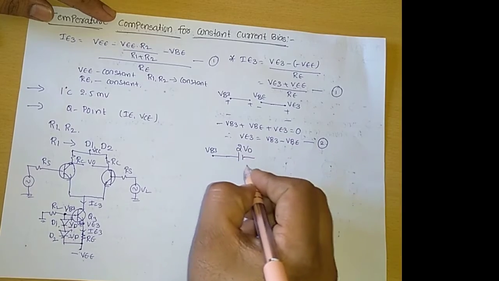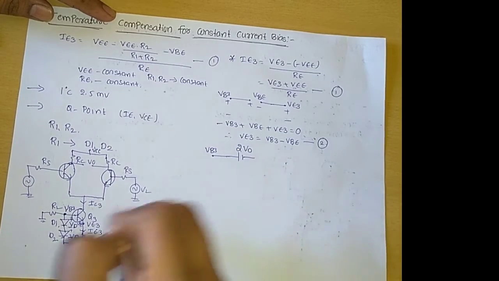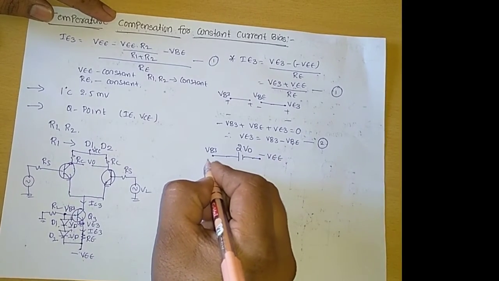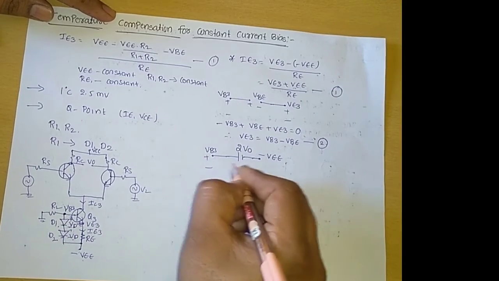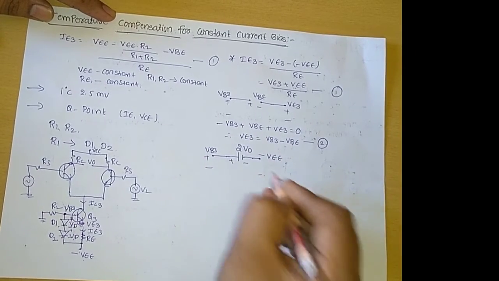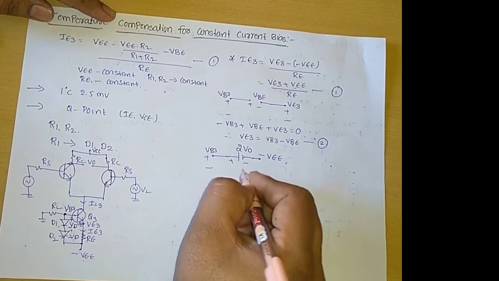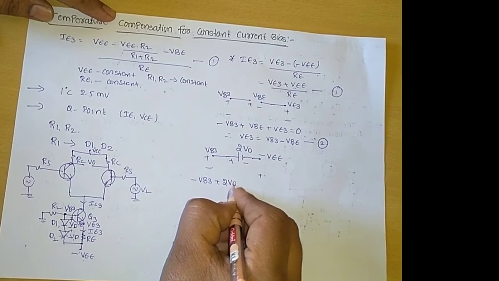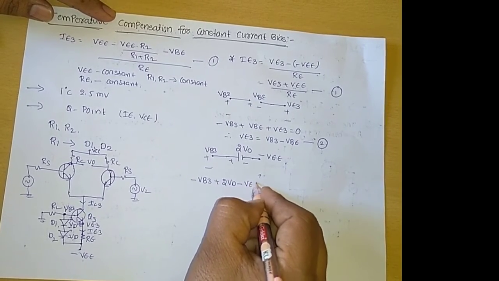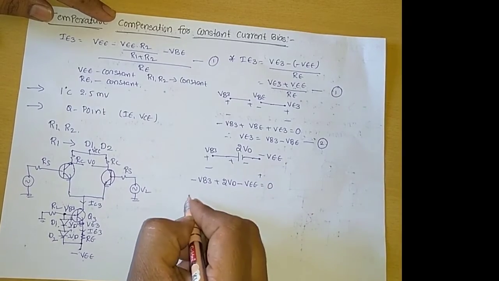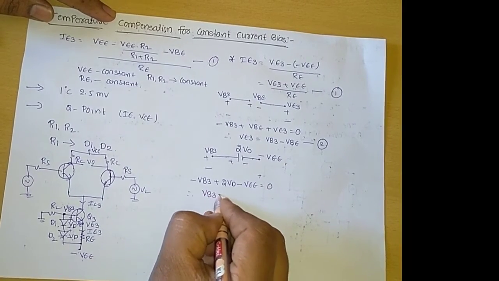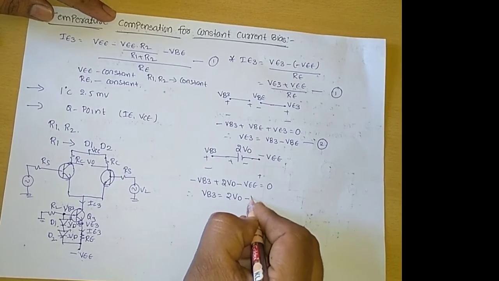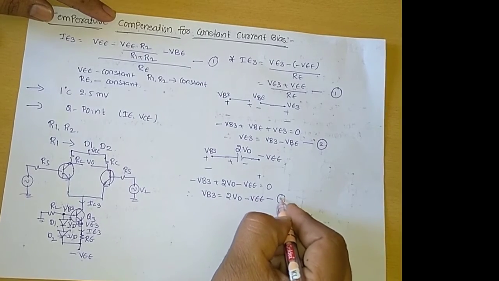So here we are mentioning the voltage 2 into VD, and at the other end we have minus VEE. Here we are mentioning the polarities of this voltage, that is plus minus and plus minus. This is the minus and we have the plus. Now we can apply the KVL in this loop, then we will get minus VB3 plus 2 into VD minus VEE equal to 0. Therefore the VB3 voltage is equal to 2 into VD minus VEE. This we consider as equation number 3.